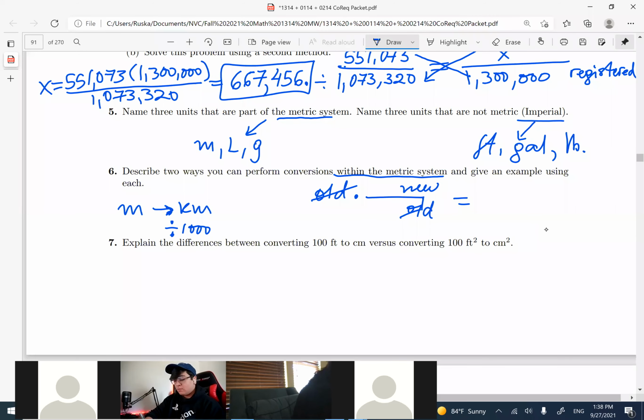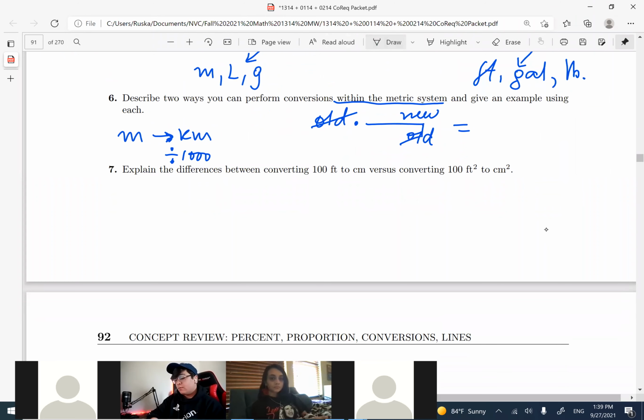Let's go over number 7. Explain the differences between converting 100 feet to centimeters versus square feet to square centimeters. What is the difference here? You're squaring everything. You're squaring the feet and squaring the centimeters. Everything has to be squared.